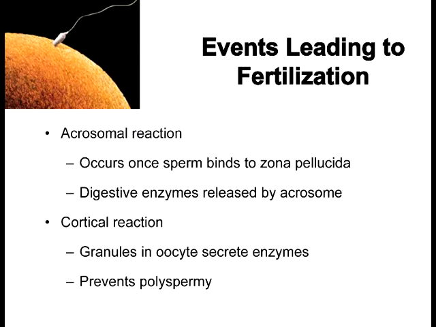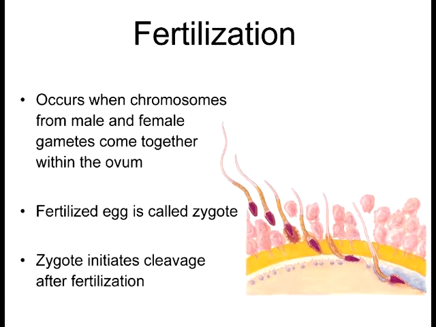Now, in the case of plants, they overcome polyspermy much better than vertebrates and invertebrates. How do you prevent polyspermy then? There are actually 2 major events. There's a fast reaction to prevent polyspermy, and then there's a slow reaction to prevent polyspermy.